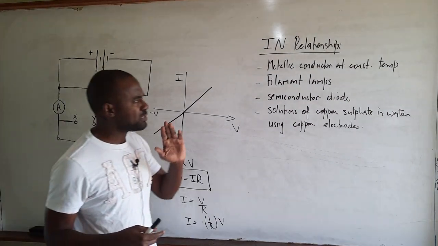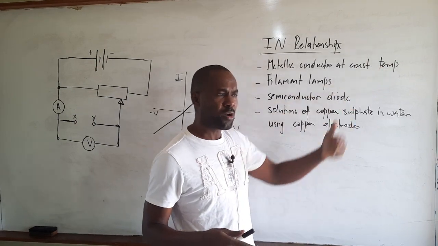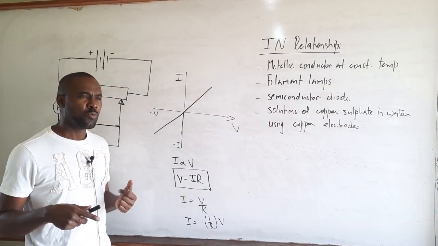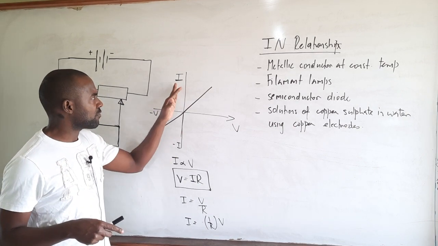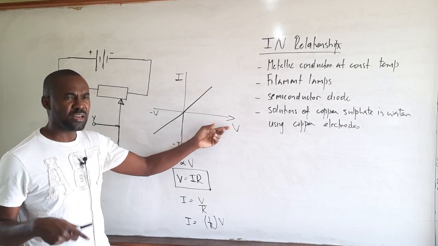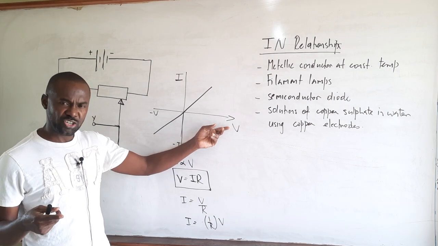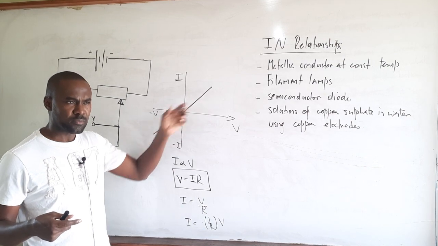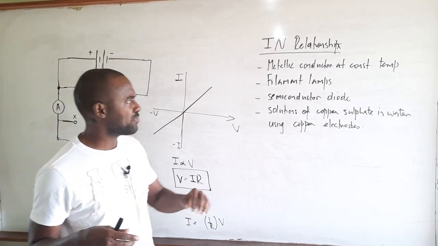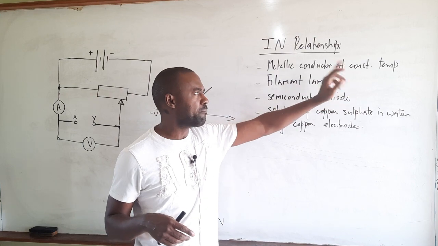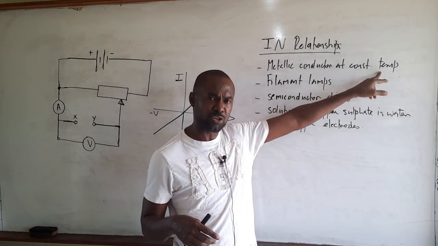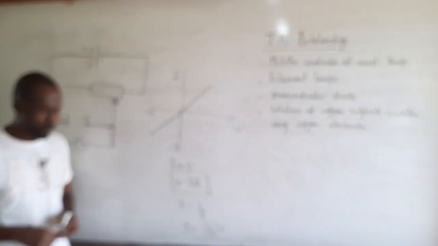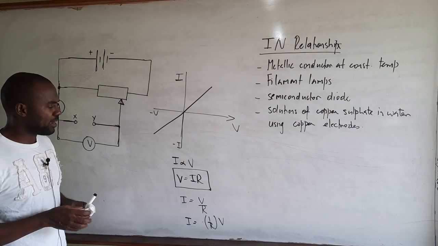So it is important that we specify constant temperature, because if the temperature of the conductor is not constant, then it means that the resistance will not be constant, and this graph of current and voltage will not be a straight line passing through the origin. If the resistance is changing, so will the gradient of the graph, and therefore it will no longer be a straight line. So of course it is important to not just specify a metallic conductor, but a metallic conductor at constant temperature. Good? Now, having gone through that, let's now look at the filament lamp, right?